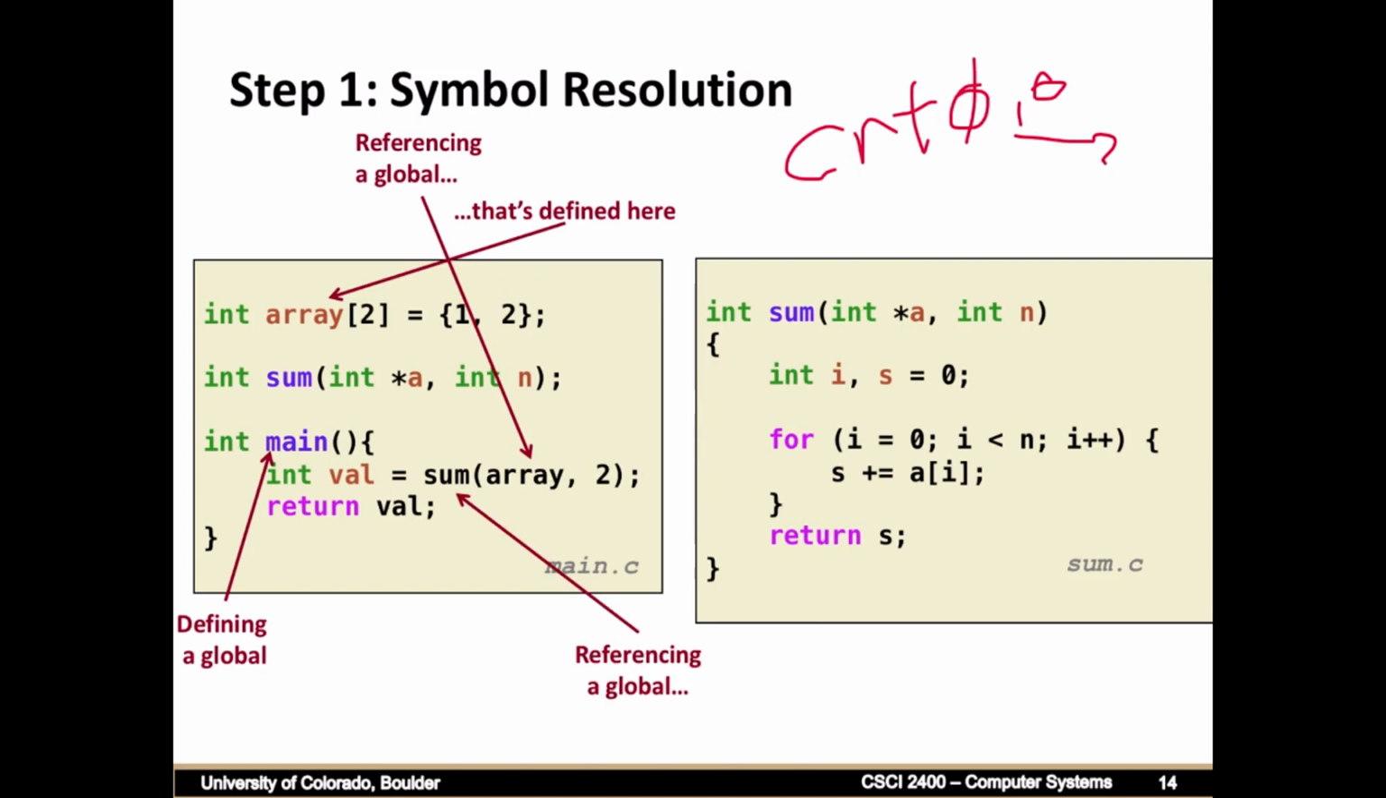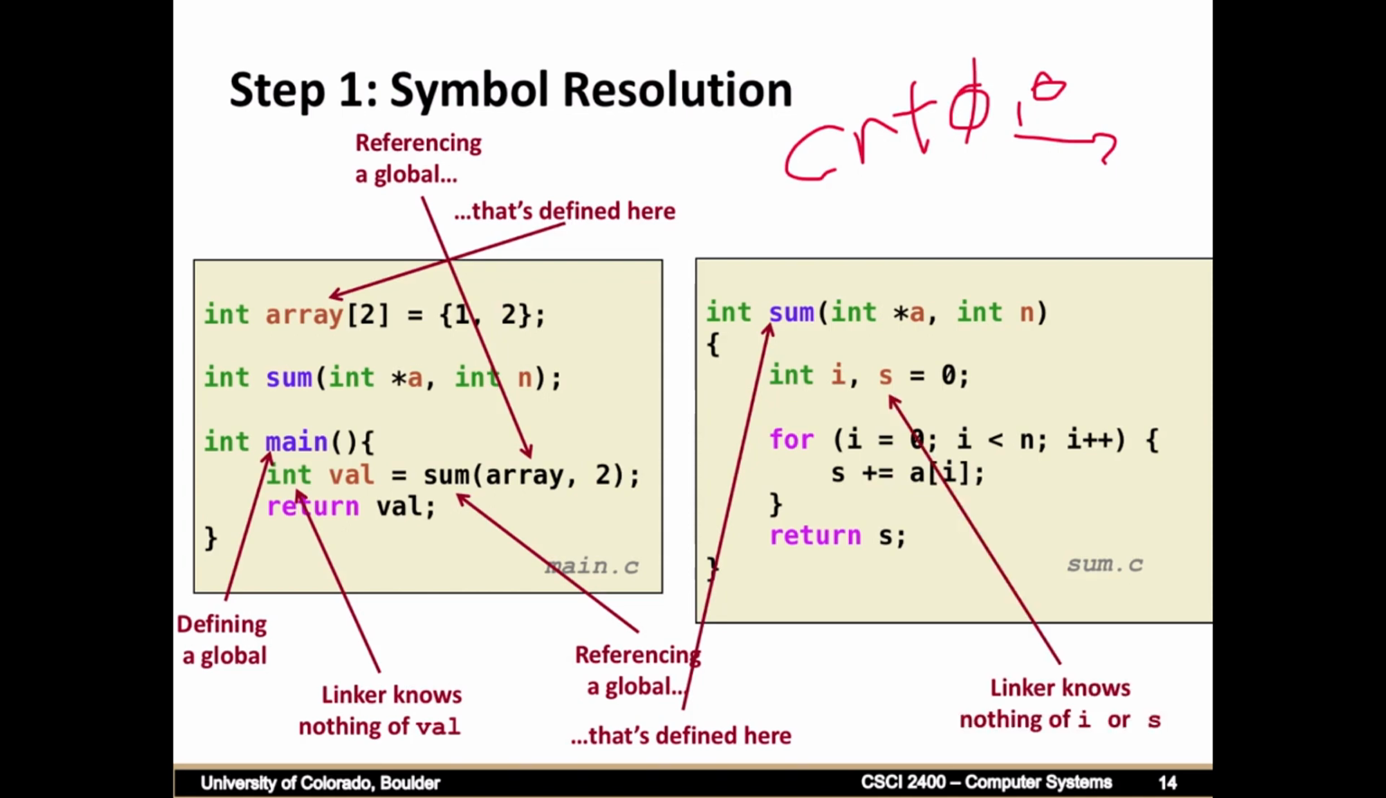Here we're referencing a global sum that is defined over there. The variables like val, which are on the stack, are going to be stack allocated. The linker doesn't need to deal with those. Now the symbol table information is still in the symbol table because when we're running GDB, we want to be able to refer to the variable val. Likewise, the integer variables i and s, we want those in the debug information, but they're not going to be part of the linking process.